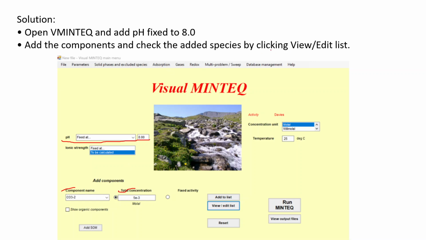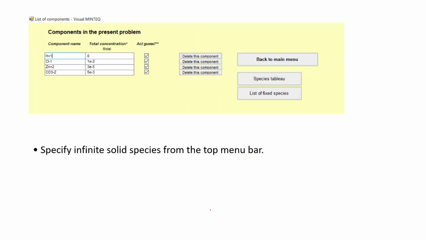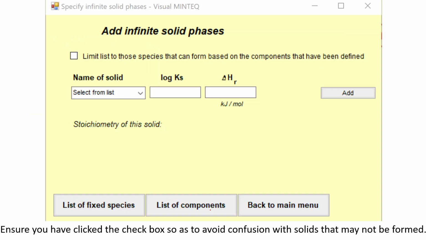We can do that by clicking on view edit list. So this is what we got. So we will specify infinite solid species from the top menu bar. So this window will open. Then we need to find the name of the solid, like in the question it is given, it is ZnCO3, right? So we will put ZnCO3 here.